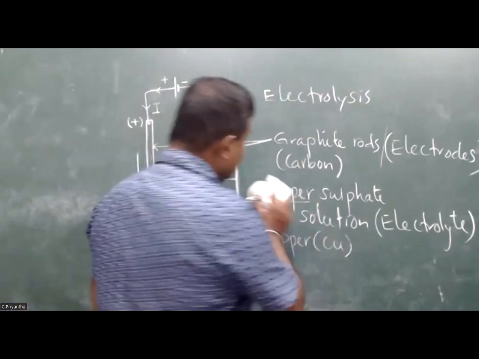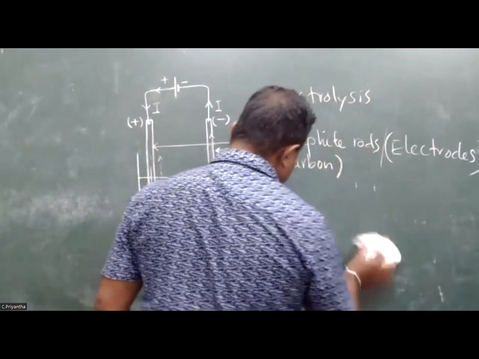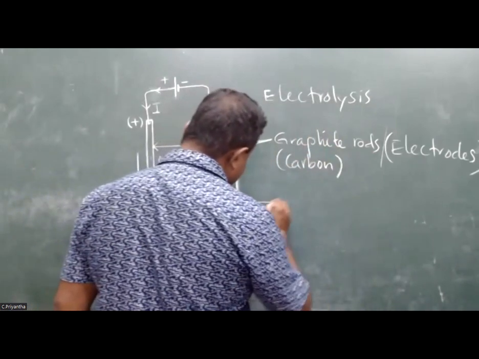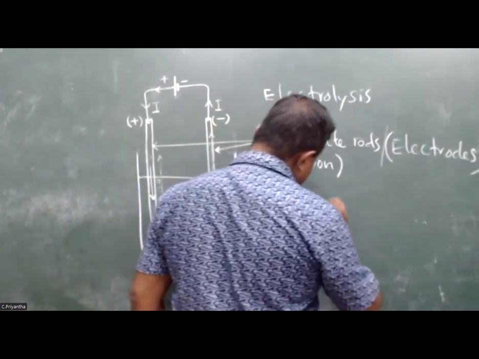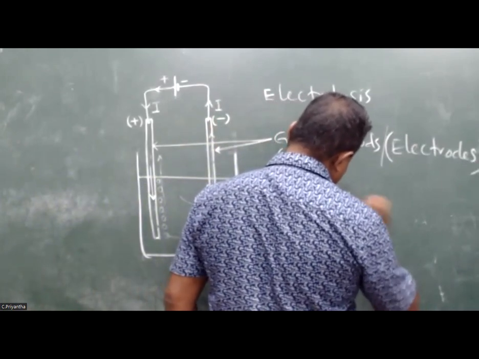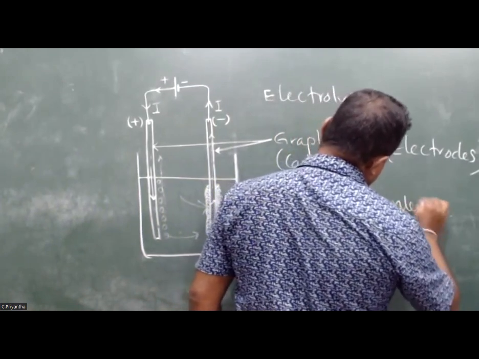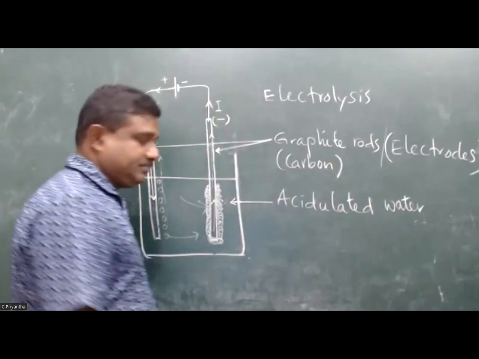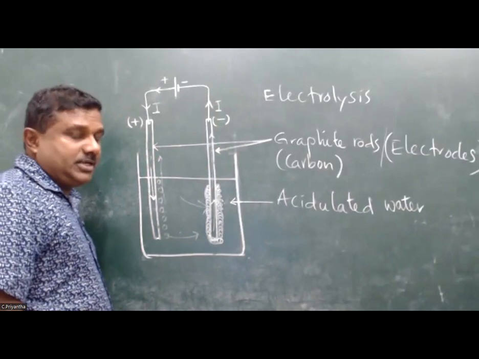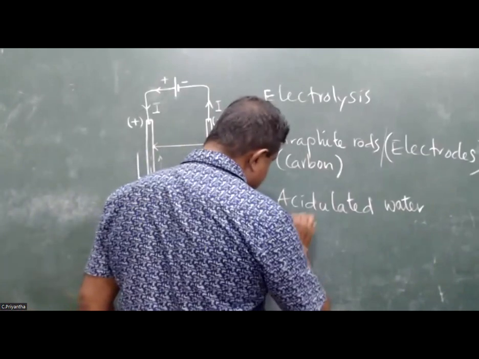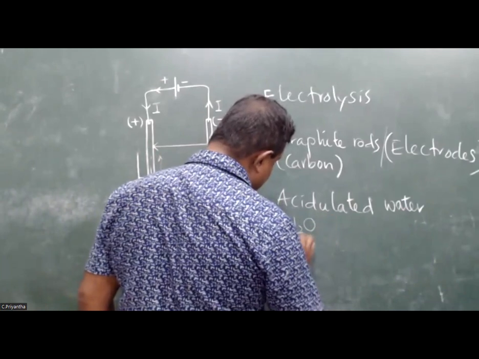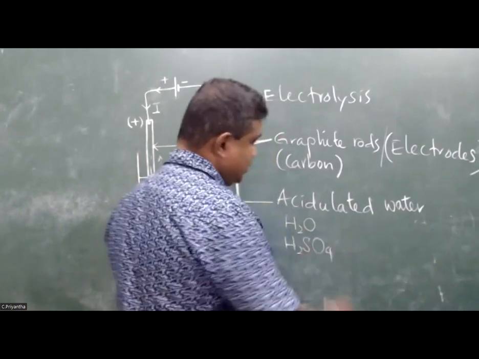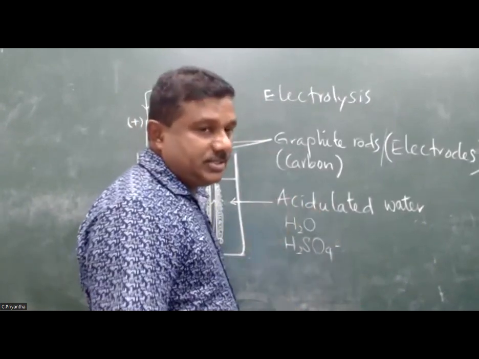Another solution. Instead of copper sulfate, I put here acidulated water. Acidulated water means to pure water, a few drops of sulfuric acid are added. That means water is present and sulfuric acid is present. This is the acidulated water.